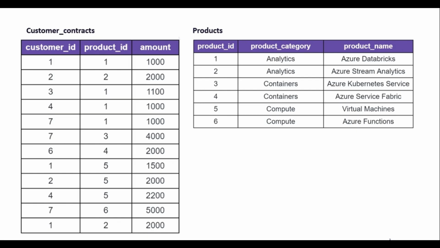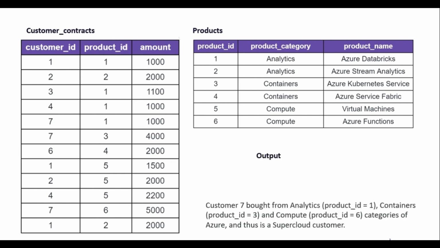That means customer ID 7 has purchased at least one product from each product category in these sample input tables. So we can say that customer ID 7 has bought from the analytics category, product ID 1, the containers category, product ID 3, and the compute category, product ID 6, of Azure, and this is our super cloud customer. So customer ID 7 will only come in our output.